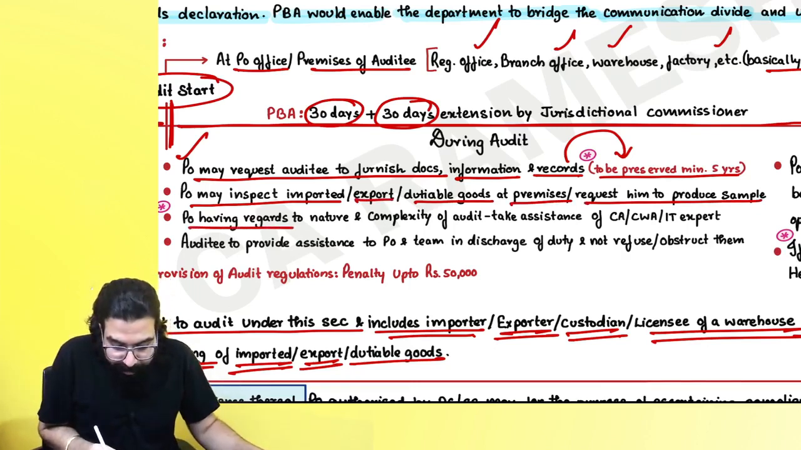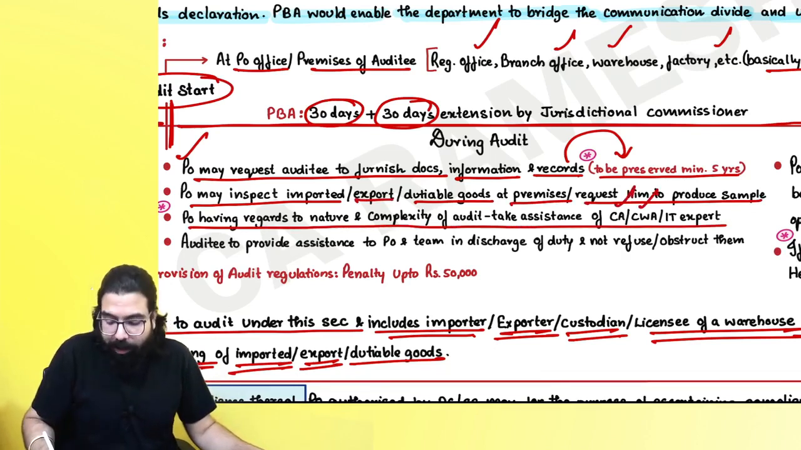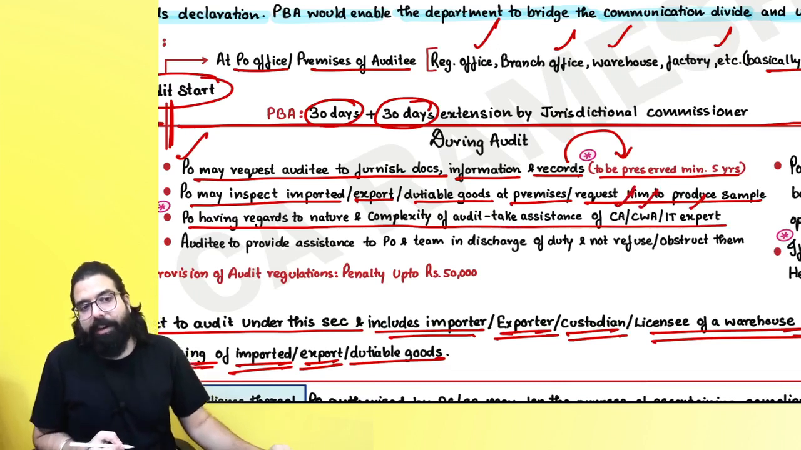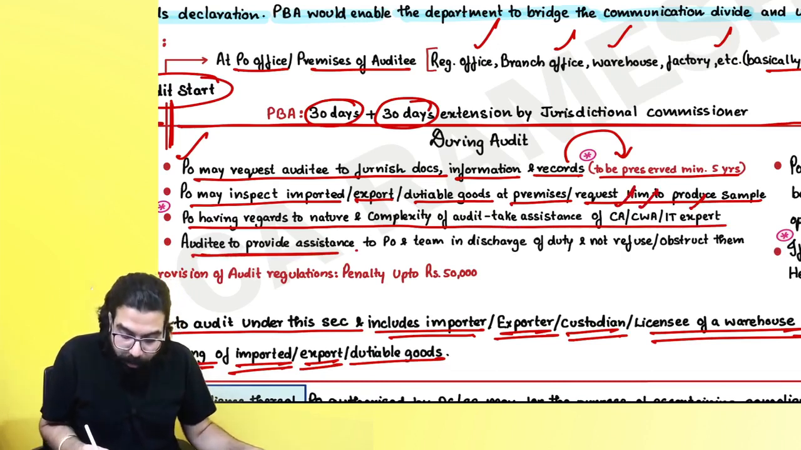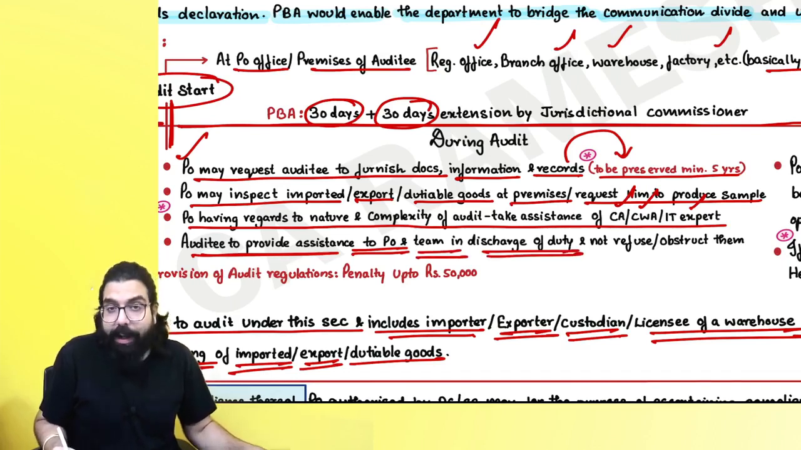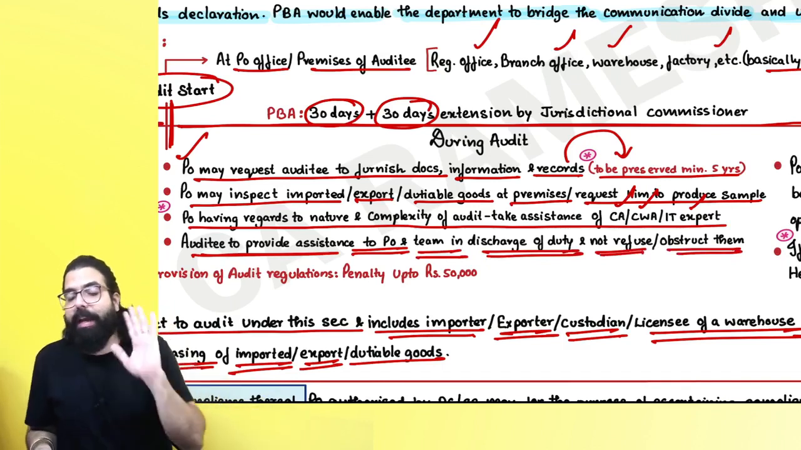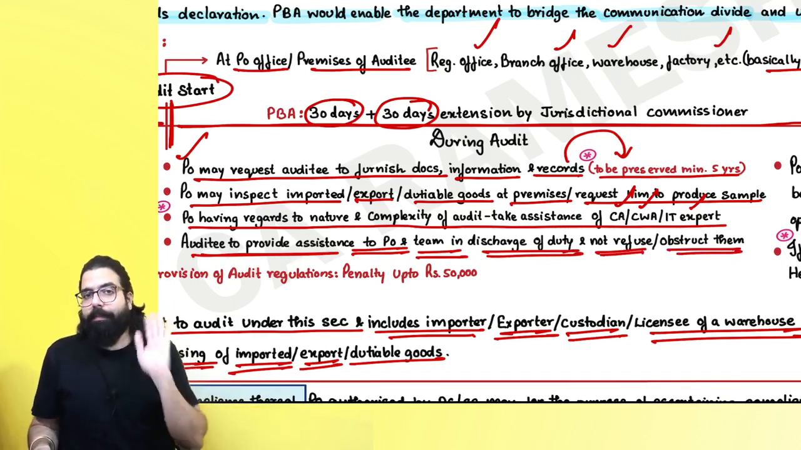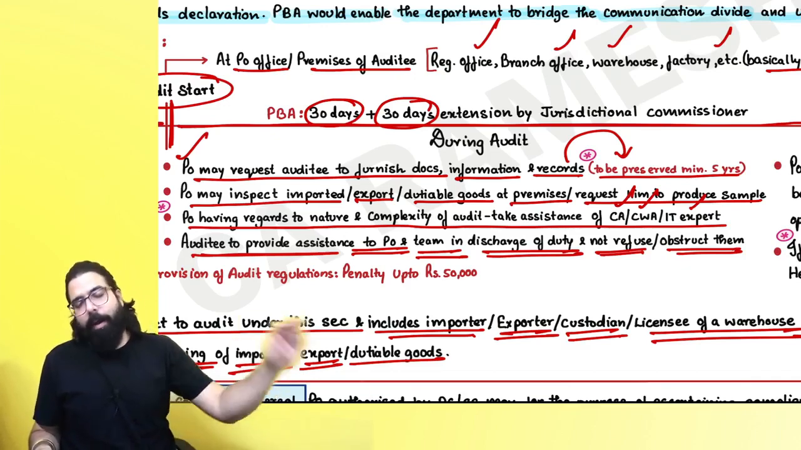Sir, proper officer having regard to the nature and complexity of the audit can take the help of a chartered accountant, cost accountant or IT expert, information technology expert also. An auditee always has to provide assistance to the proper officer and team in discharging their duty and not refuse or obstruct them. You should not refuse any assistance, help, etc. and you should not obstruct them. You should always allow them to do their duties properly.